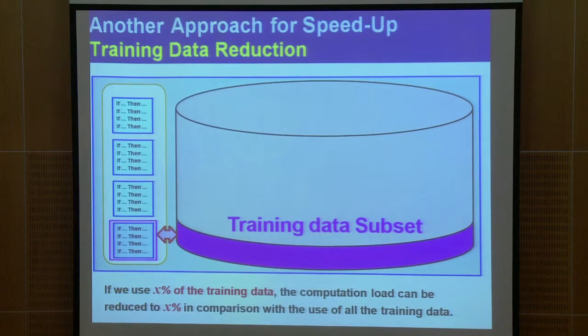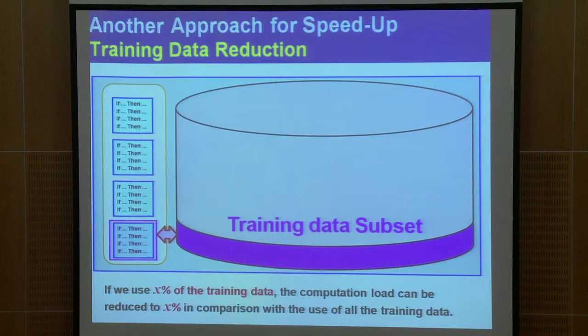And another idea is training data reduction. The idea is very simple. Even when the data is very large, we can use only a part of them. Then we can decrease the computation load. So if we use X% of the training data, the computation load can be reduced to X% in comparison with the use of all the training data. So the fitness evaluation is performed like this. Only this part is used for fitness evaluation.